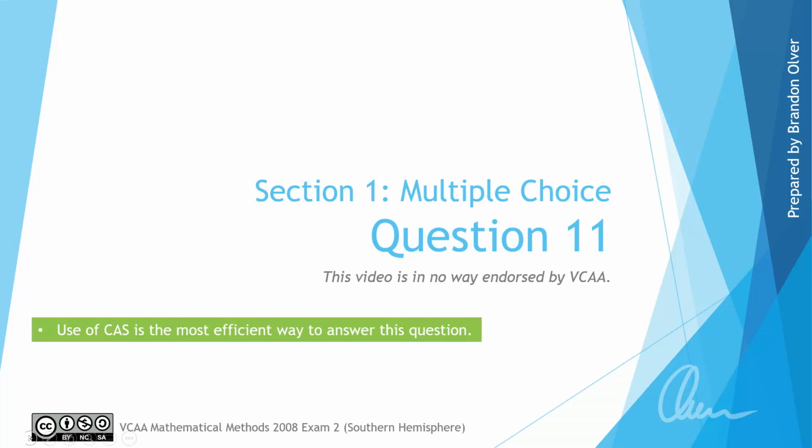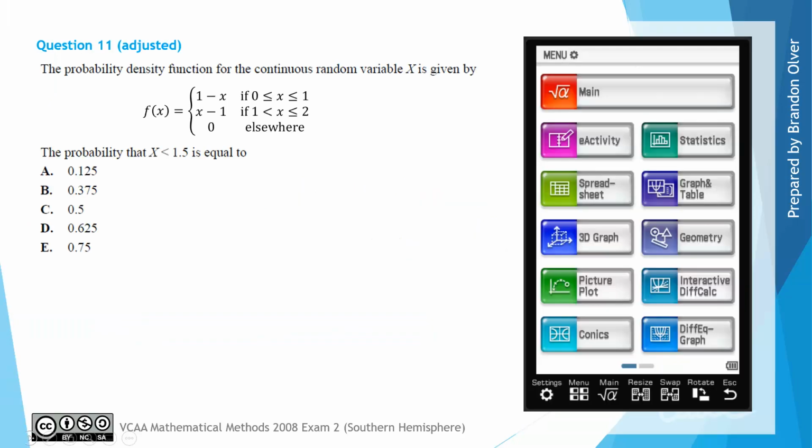Now before we move on, I just want to point out that the use of a CAS calculator is an efficient way to answer this problem. So question 11 is adjusted slightly from the exam. We've just rewritten the rule for f of x compared to the original exam so that it no longer has the modulus function in it, but this can still be used to represent the probability density function for the continuous random variable x that's described in the question.